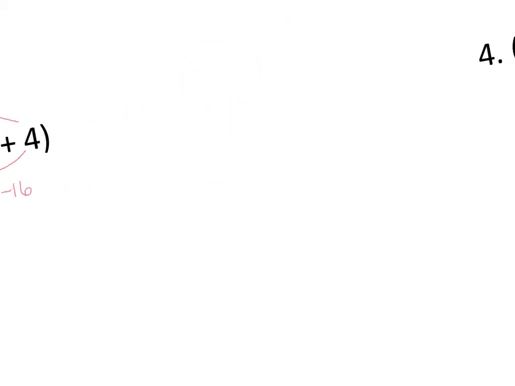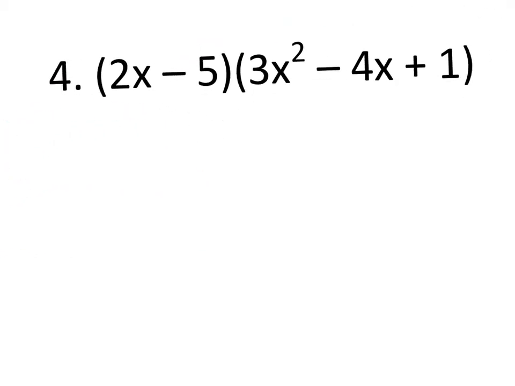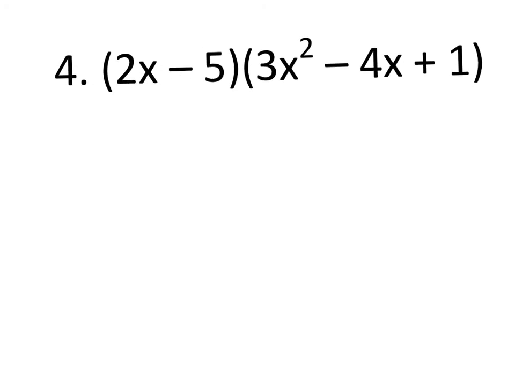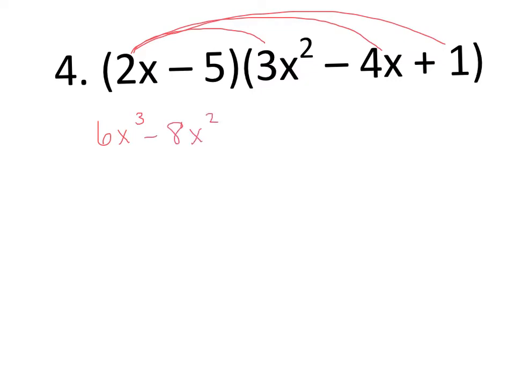All right. So now on example 4 here, notice we no longer have a binomial times a binomial, but we have a binomial times a trinomial. It does not change what we do. While we can't use the word FOIL, what we can do is still just distribute. So I'm going to take this 2x, and I'm going to take it to all 3 parts. So I'm going to have 6x to the third minus 8x squared plus 2x.